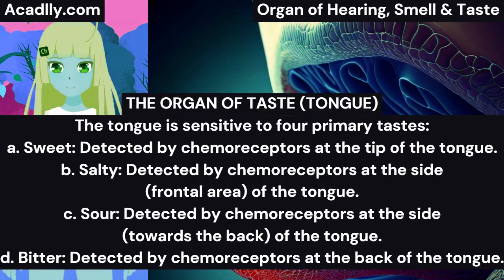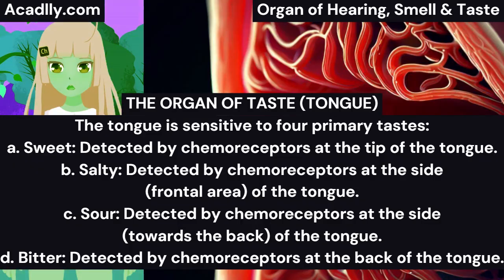A. Sweet, detected by chemoreceptors at the tip of the tongue. B. Salty, detected by chemoreceptors at the side, frontal area, of the tongue. C. Sour, detected by chemoreceptors at the side, towards the back, of the tongue. D. Bitter, detected by chemoreceptors at the back of the tongue.